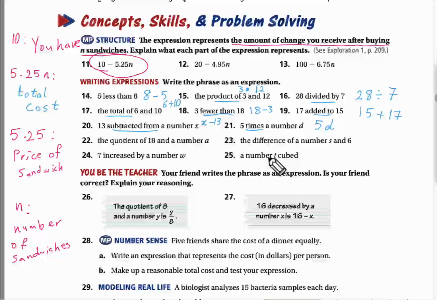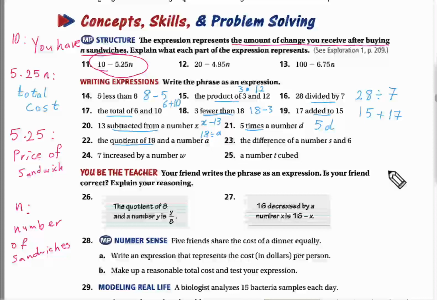Rida Naim? Yes, teacher. Okay, Rida, go ahead. It will be number 22. It will be 18 divided by A. Excellent. Quotient of means divide. So 18 divided by A, and we cannot change the order. Thank you, Rida.